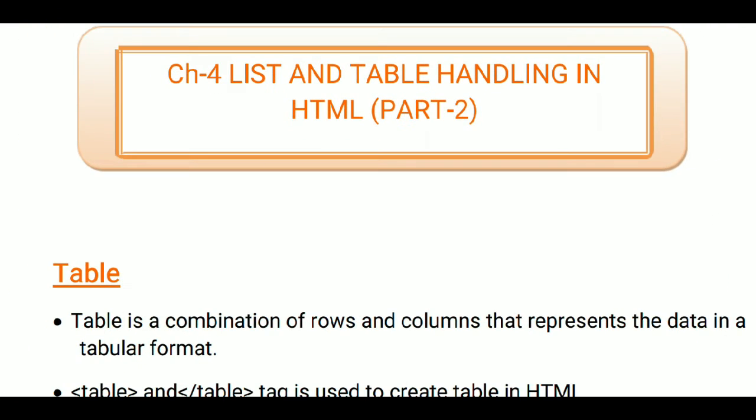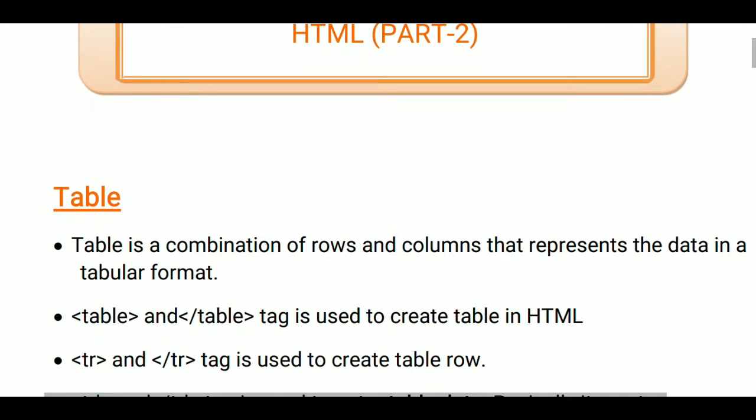Table. A table is a combination of rows and columns that represents the data in a tabular format. Which tag is used to create a table in HTML? The opening and closing table tag is used to create a table. But to create a row, which tag is there? For the creation of a row, we have the opening and closing tr tag, and tr stands for table row.